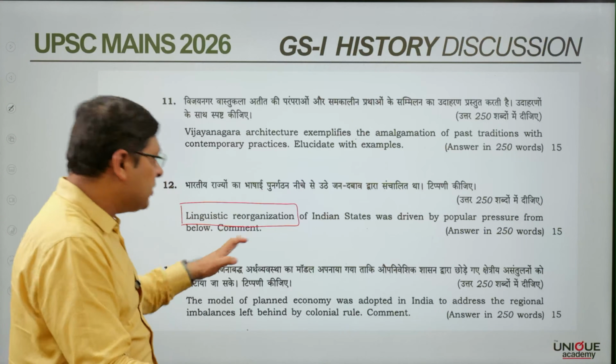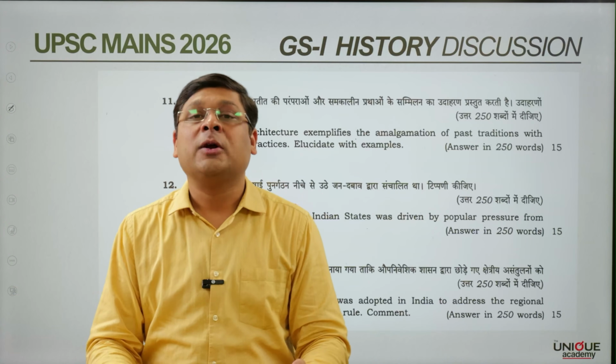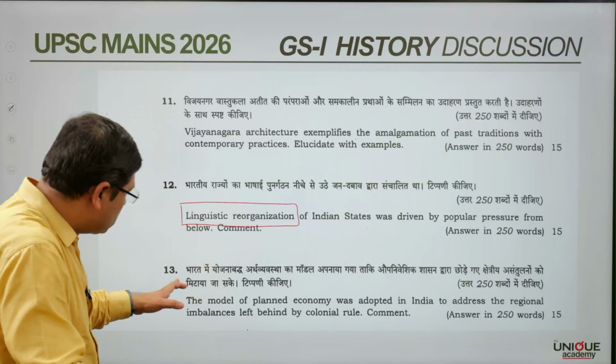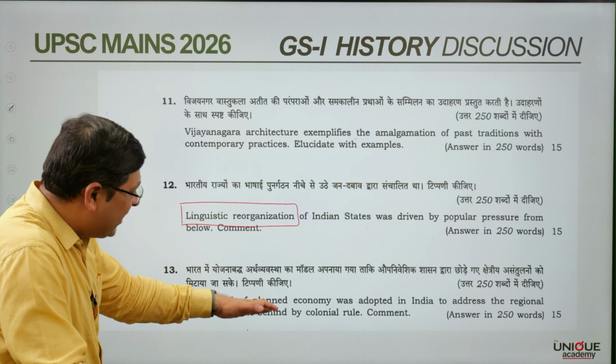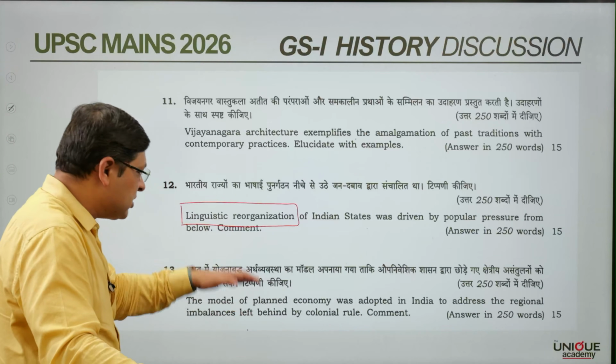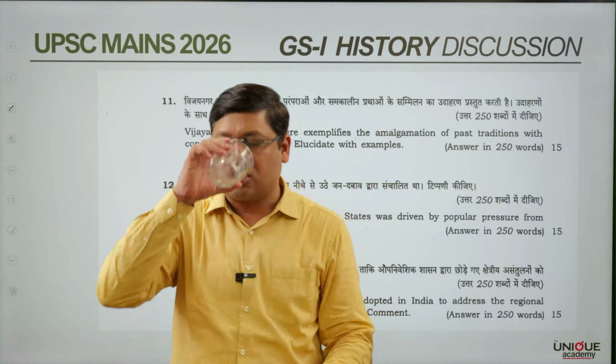Thereby, you comment that this was an important factor, no doubt about that, but there were other factors as well, to make it more comprehensive. That should be your comment. Okay. The last question, 13. The model of planned economy was adopted in India to address regional imbalances left behind by colonial rule. Comment. Please understand.